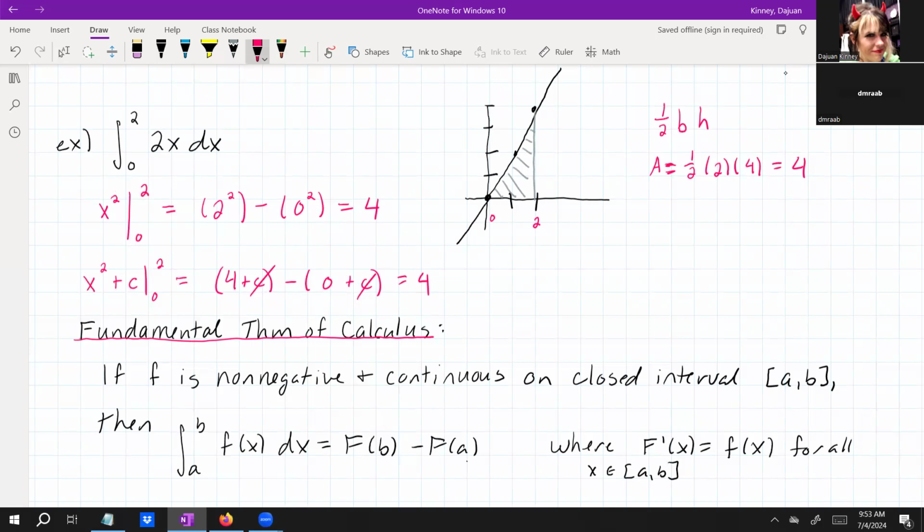Now, this theorem deals with a positive function. It doesn't have to be. Interesting things happen when we have functions that are below the x-axis. And next section, we'll look at 2 different curves. So some of our stuff can be above and below. Interesting things happen there.